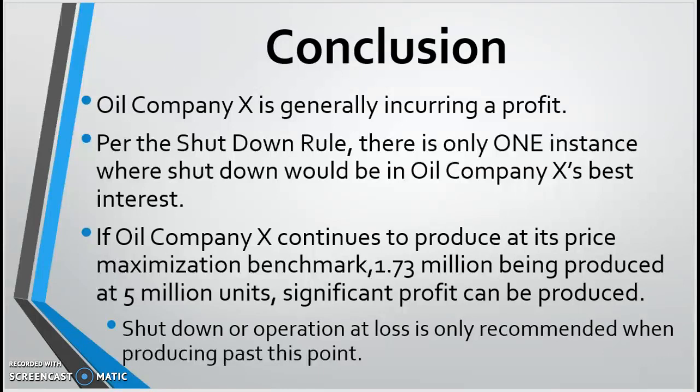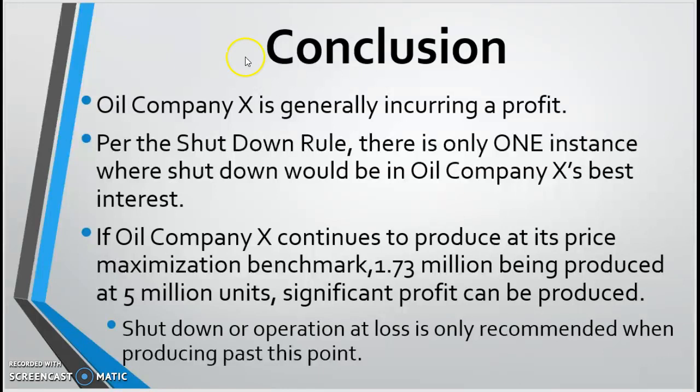Now the shutdown rule is as follows. If price is less than the average variable cost, the company should shut down. Now if the price is greater than the average variable cost, one should continue to produce at a fixed quantity to minimize losses. And sometimes it's better to stay open at a loss to minimize further losses.